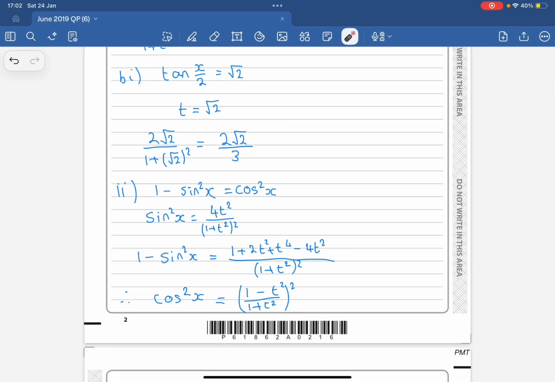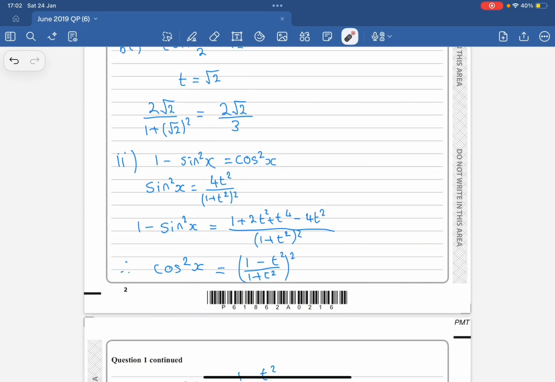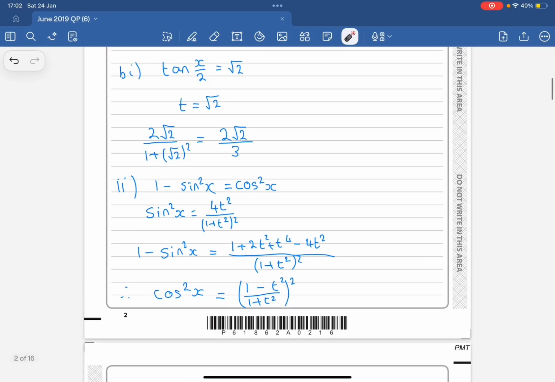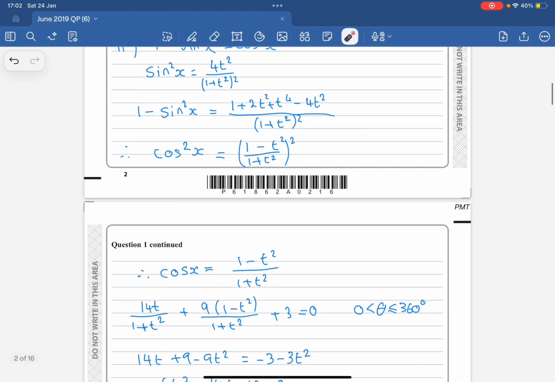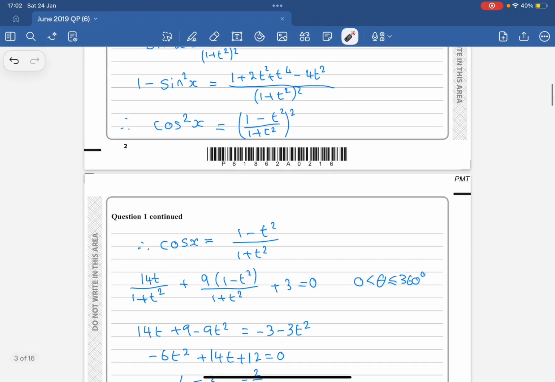And this is just where I've multiplied the 1 by this to make it become 1 plus t squared over 1 plus t squared. Then we can factorize both the top and the bottom to make 1 minus t squared over 1 plus t squared, all squared. And we know that's equal to cos squared x. So if we just square root that, it gets rid of the squared symbol, and that tells us that cos x is 1 minus t squared over 1 plus t squared.